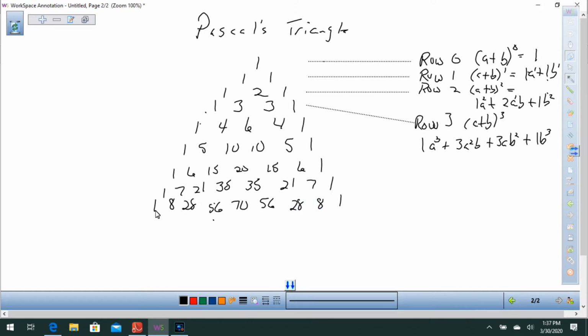So how many terms are there? 1, 2, 3, 4, 5, 6, 7, 8, 9. So 1, 2, 3, 4. This is the middle term, 70. Also notice something. There's always one more term than the row number. See, this is row 2, and it has 3 terms. This is row 3, and it has 4 terms. So that's kind of the way that works.